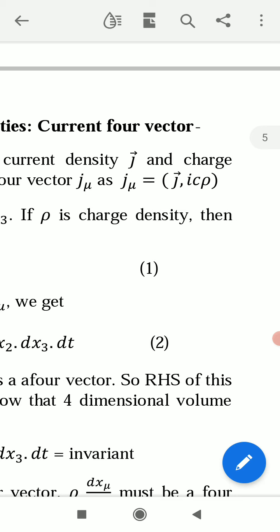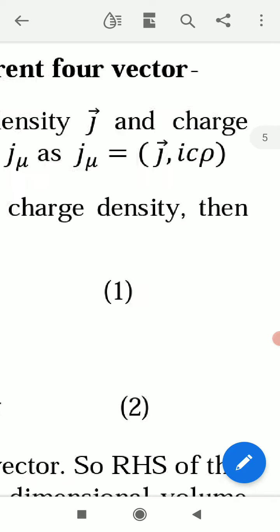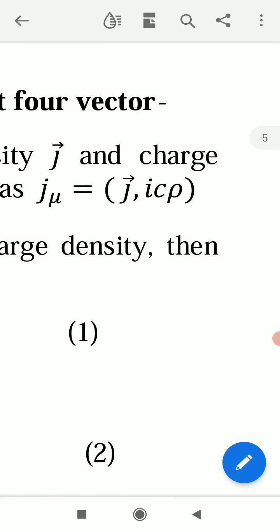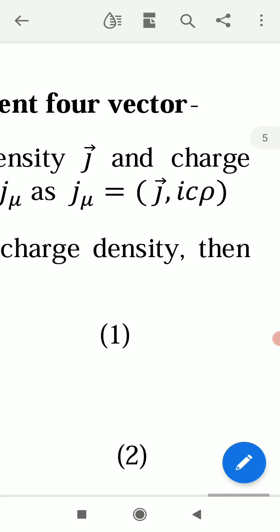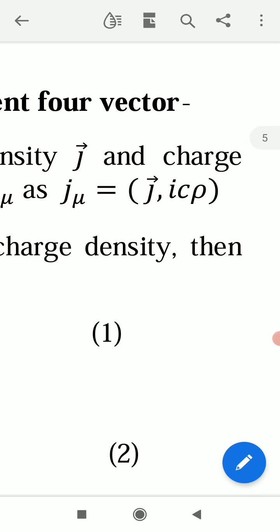So the current 4 vector J mu has 3 components of current density J vector, Jx, Jy, Jz, and the fourth component is related to charge density rho, and the fourth component is i c rho. So this is the current 4 vector J mu. 3 components are J vector, Jx, Jy, Jz, and the fourth component is i c rho.